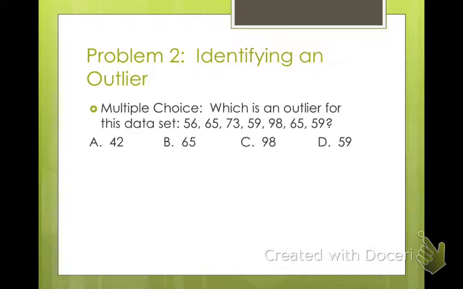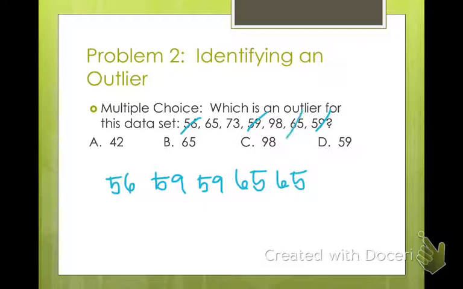Identifying an outlier. Remember, an outlier is a number that's vastly different from the other ones. So here are numbers that we're looking at right here. So what we're going to do is we're going to go ahead and rewrite them in order from least to greatest. So I have 56, 59, another 59, 2 65s, a 73, and a 98.